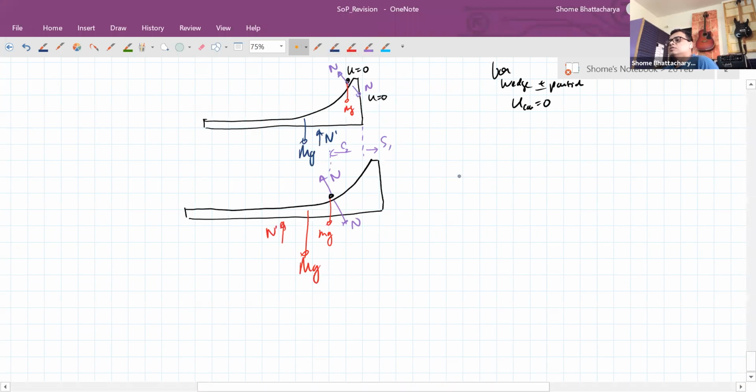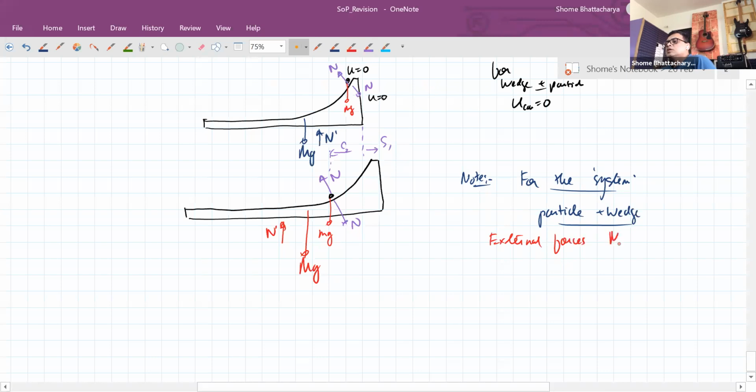you can see that for the system that consists of the particle plus the wedge, the external forces, capital MG, small mg, and normal reaction from the ground are vertical, and the normal reaction between them is N. So that has an action reaction pair, so it cancels off.